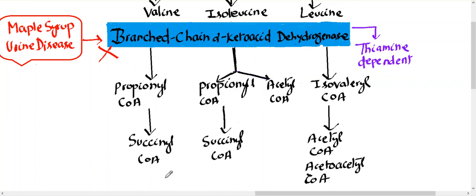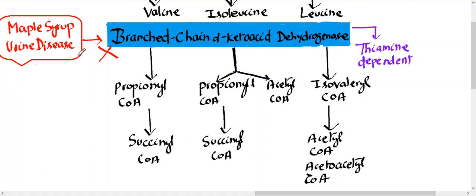succinyl CoA. Isoleucine will metabolize to propionyl CoA and then ultimately succinyl coenzyme A, and isoleucine will also form acetyl CoA. Leucine, with the help of branched chain alpha ketoacid dehydrogenase, will form isovaleryl coenzyme A and then acetyl CoA and acetoacetyl coenzyme A. They will all enter into the TCA cycle.